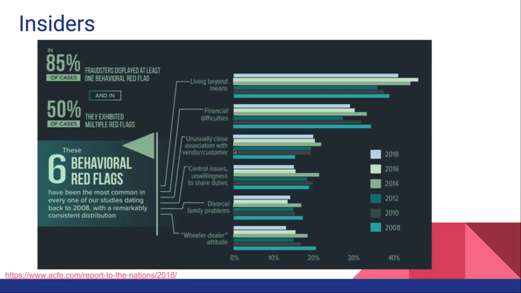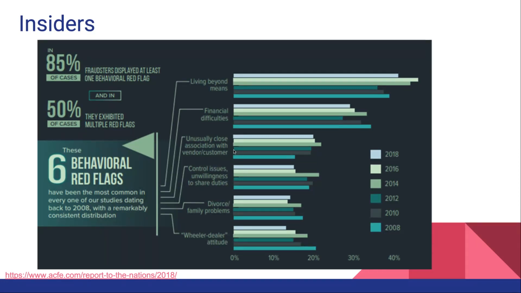Next is control issues, unwillingness to share duties. So, time and time again, this has been popping up, right? If you see an employee or maybe a manager as well that doesn't want to leave her work, doesn't go on vacation or sometimes is afraid to go on vacation, it could be one of the potential red flags that they're likely hiding something, right? Maybe they're hiding that they've stolen information, stolen money through digital wire transfer. Maybe they're trying to fake the reports, right?